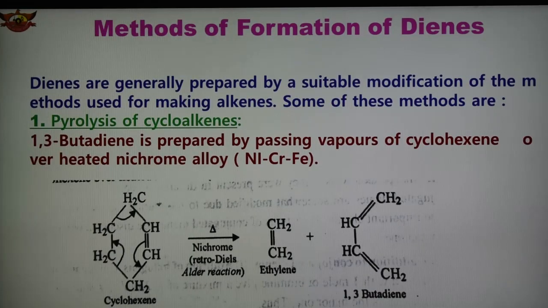Now next is the methods of formation of diene. In case of methods of formation of diene, dienes are generally prepared by suitable modification of the methods used for making alkene. जैसे alkene में अपन जो method use करते हैं, similar methods are used here also for preparation of dienes. सिर्फ उसमें alkene में single double bond होता है और dienes में 2 double bonds हैं.